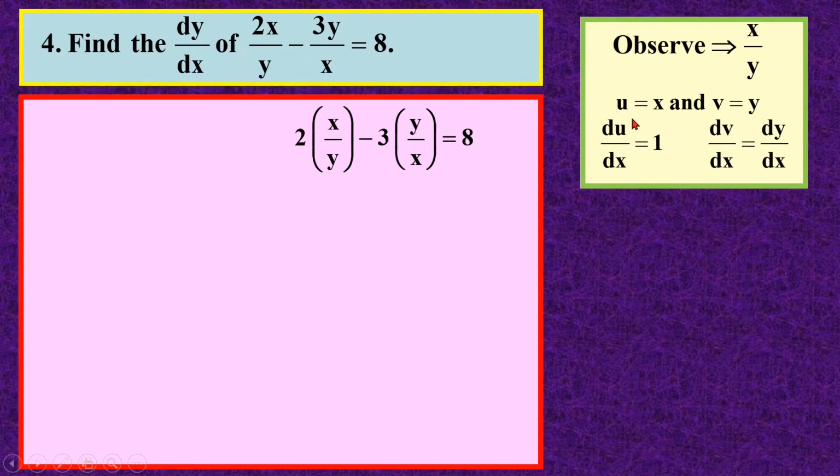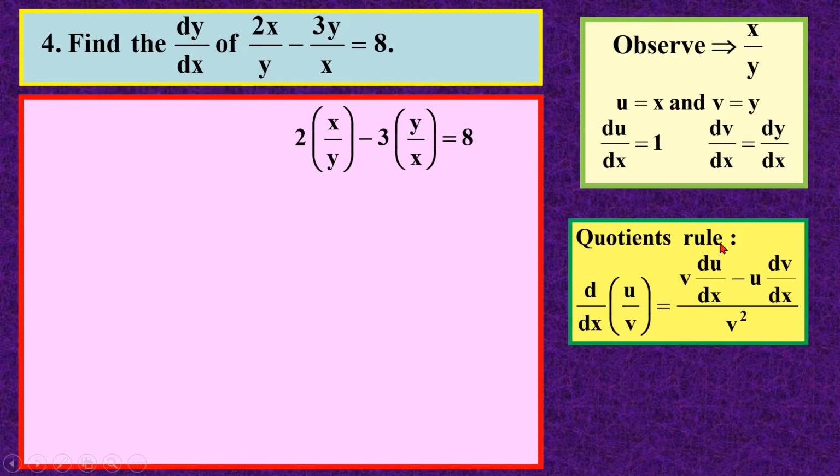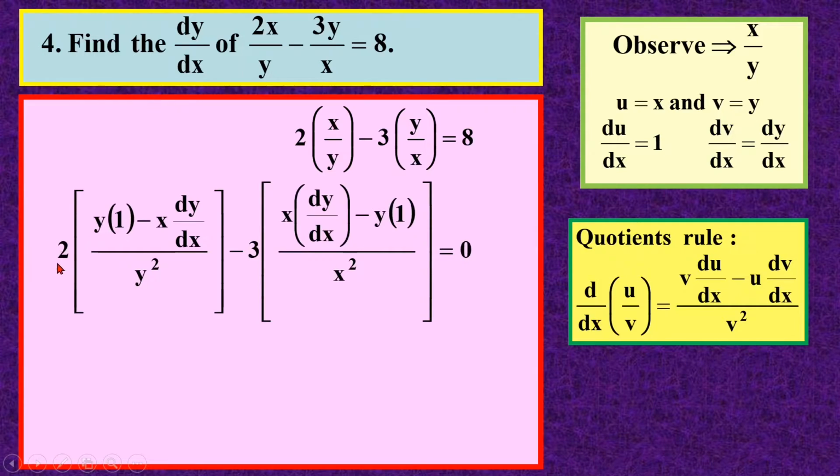So differentiate du dx, I get 1. Differentiate dv dx, I have 1 here, but because I'm differentiating y, I have dy dx beside it. I'm going to put them into the quotient rule. Okay, so let's do this very carefully. So, the quotient rule says we have to copy the v. So, for this case, the v is y. So, I will copy y. Differentiate du dx, which I get 1. So, I write there 1.